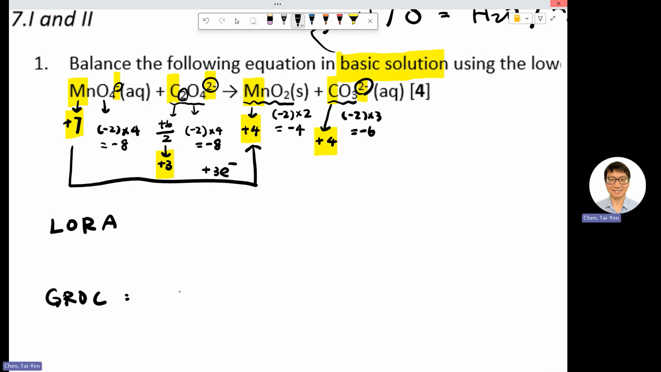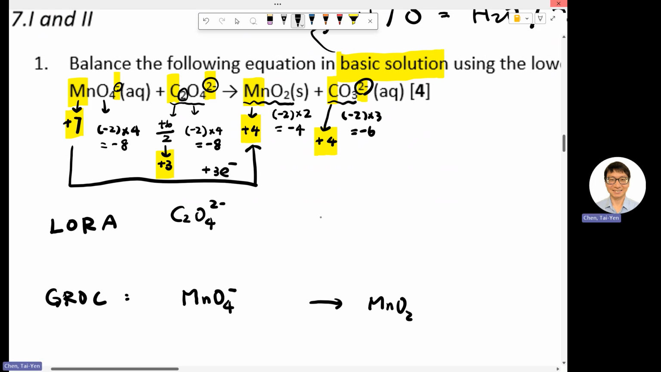Okay, so here you're going to write MnO4 minus, then eventually becoming your MnO2. That's your G rock, right? Your LoRa apparently will be your C2O4 2 minus, and then becoming CO3 2 minus. Okay, so by writing out your LoRa and G rock, then we finish step number 1.